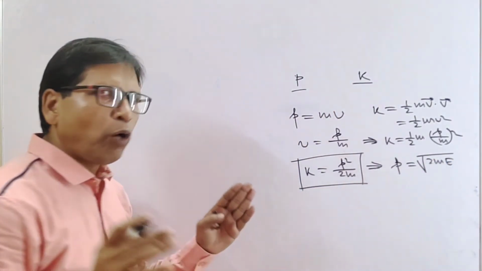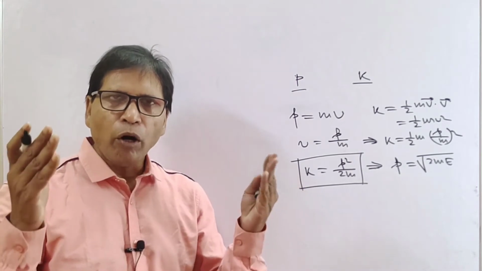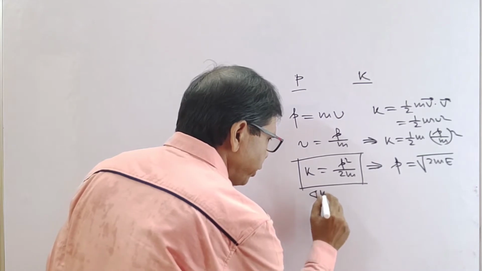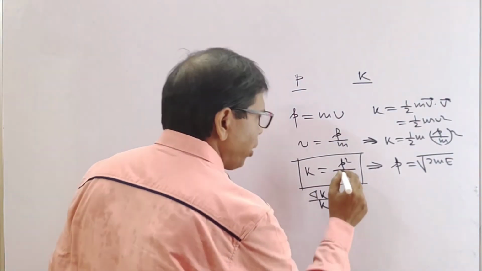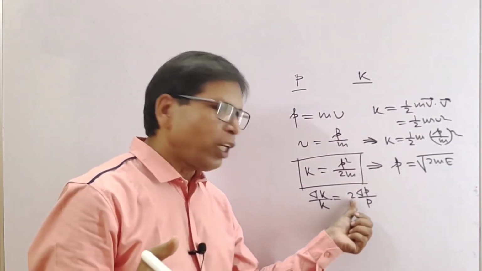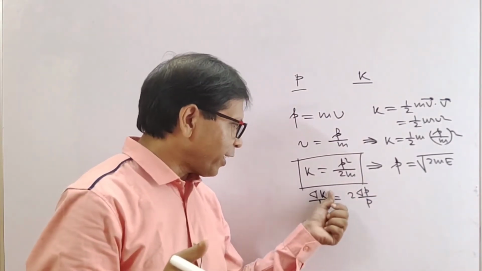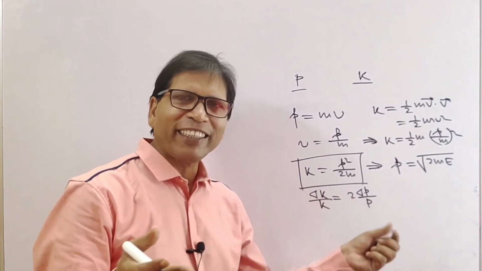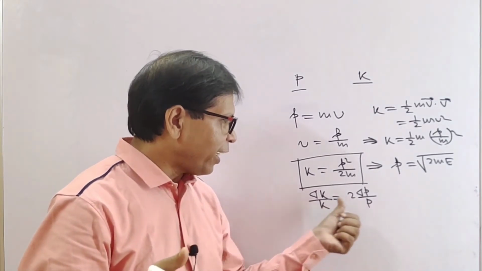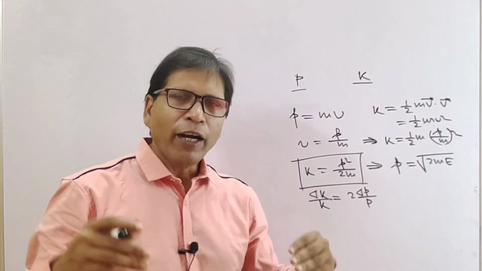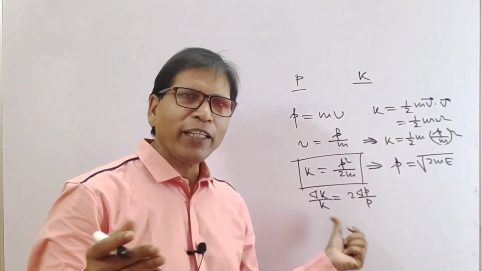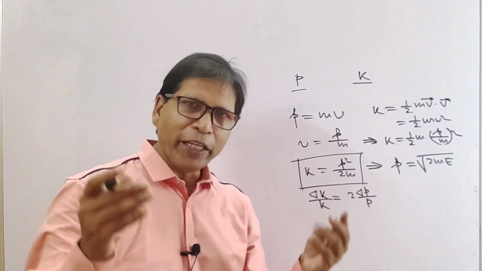For a very small percentage change of momentum, the change of kinetic energy is ΔK/K = 2Δp/p. That is, if momentum increased by 1%, then kinetic energy increased by 2 × 1%, that is 2%. If momentum increased by 5%, then kinetic energy increased by 10%. For larger percentage such as 50%, 200%, this formula is not obeyed. This is obeyed for very small change.